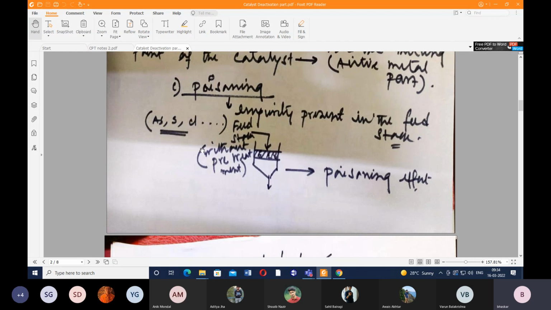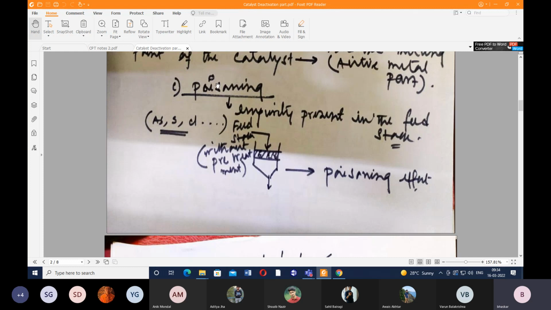Okay, so at the same time, what will happen is the catalyst poisoning will take place. Why is it called catalyst poisoning? Since these impurities will form a bond. Okay, this is an irreversible chemical bond formation between the poisoning particles and the active metal part of the catalyst. Okay, so this is called the poisoning effect.